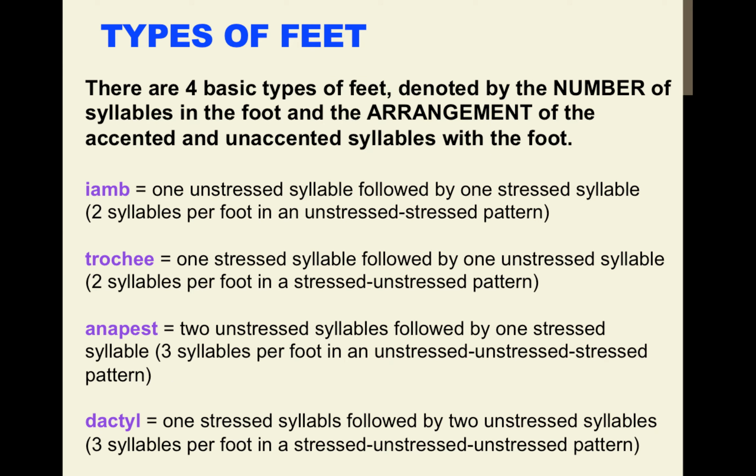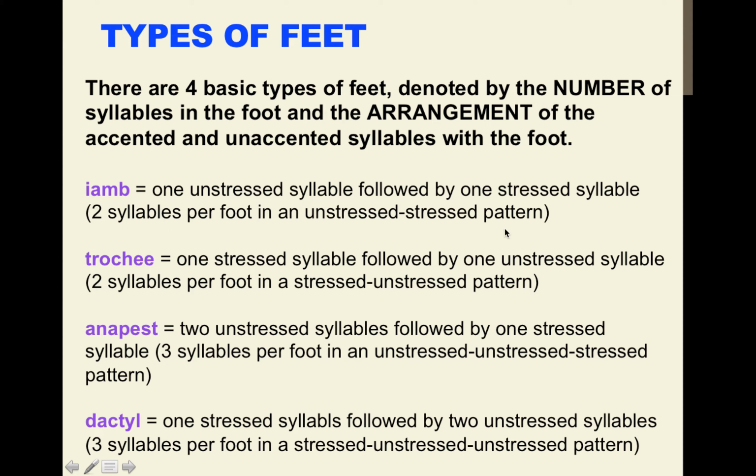Well, there are 4 basic types of feet, and we determine that by the number of syllables in the foot and the arrangement of the accented and unaccented syllables in that foot. So we've got 2 basic types for feet where there are 2 syllables, and 2 basic types for feet where there are 3 syllables. Now there are other types of feet, but these are the most common.